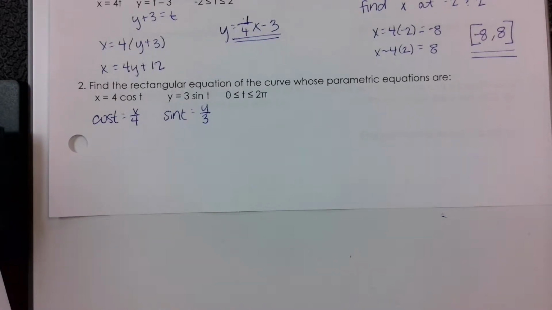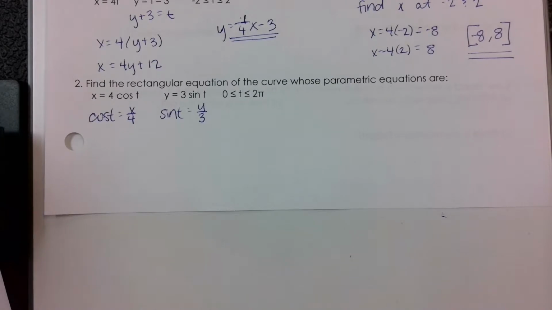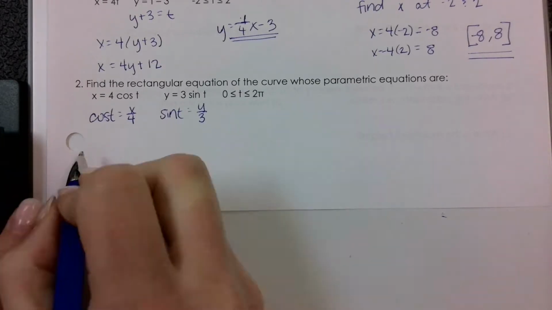So then at this point, we're going to use the Pythagorean identity, sine squared plus cosine squared equals 1. Do you remember that one? That's basically all you could really do with these. If you're given a sine and cosine and you've got to eliminate the parameter, that's probably how they want you to do it. So we're going to square both of those.